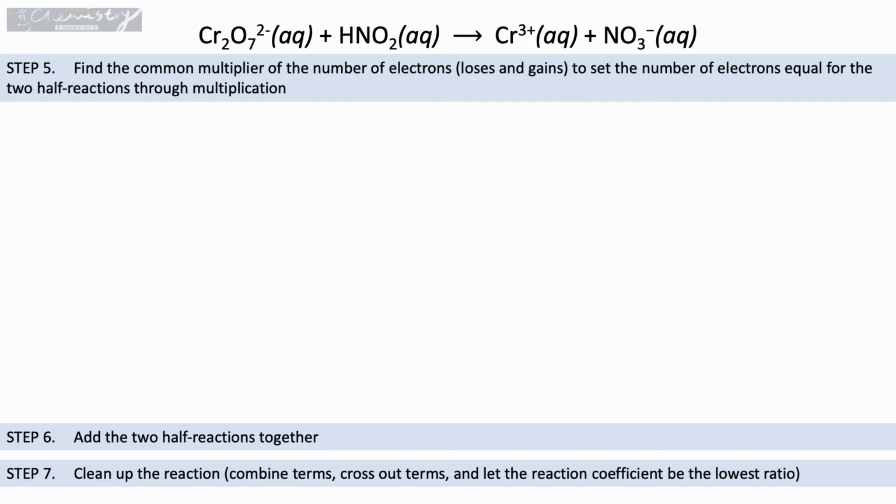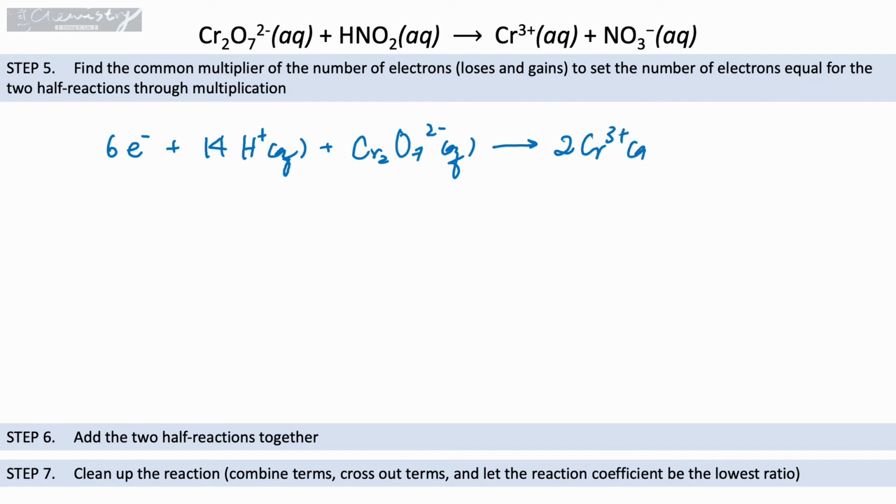Now for step 5, we need to find the common multiplier for the number of electrons. Before we do that, let me quickly write down the equations that we found previously. So we have 14 protons, we have 6 electrons plus 14 protons plus the dichromate ion going to the 2 chromium 3 ion, and then 7 water.